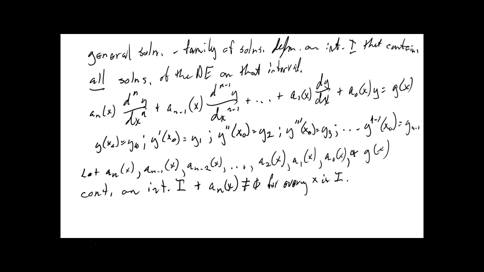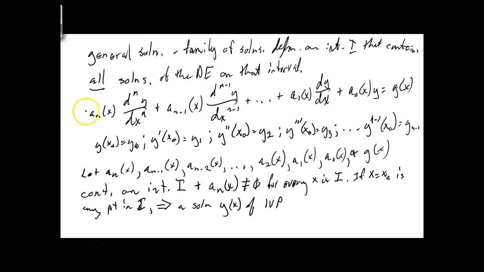Now, next, if x equals x0, that initial value, is any point in the interval I, then a solution y of x of the initial value problem given up here exists on that interval and is unique. That's all the givens; here's the result.